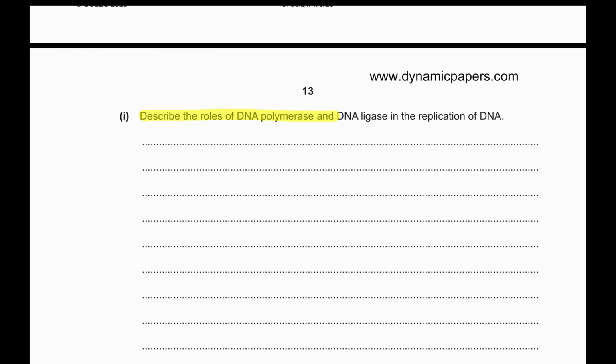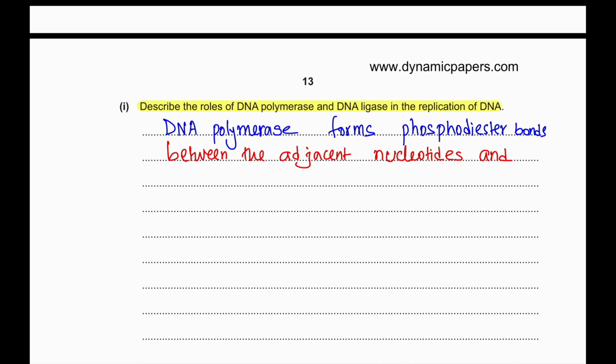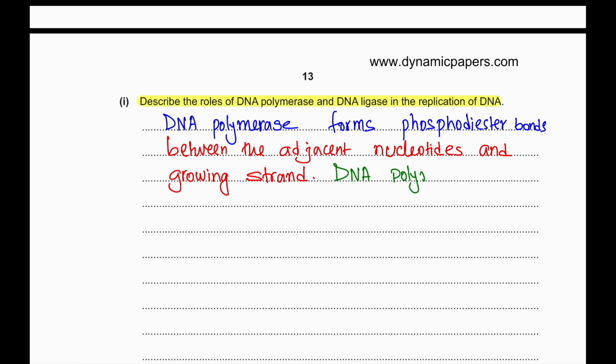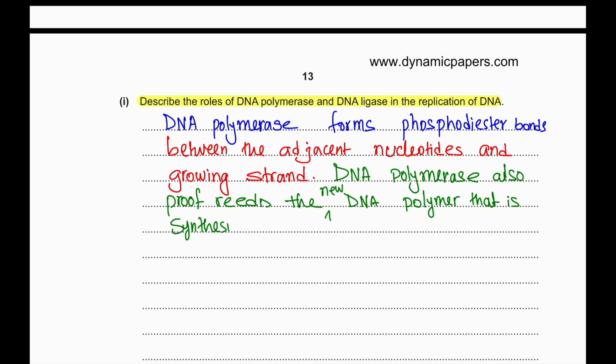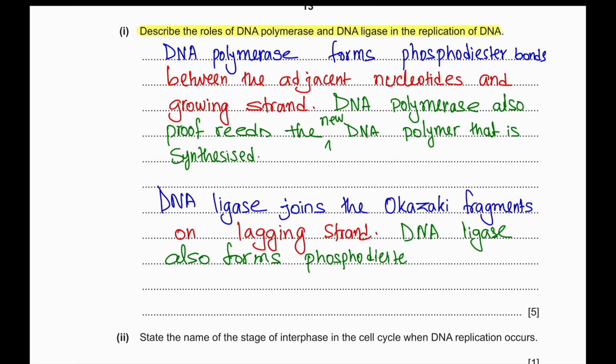Describe the role of DNA polymerase and DNA ligase in the replication of DNA. So the answer can be written as follows. DNA polymerase forms phosphodiester bonds between the adjacent nucleotides in the growing strand. DNA polymerase also proofreads the new DNA polymer that is synthesized. DNA ligase joins the Okazaki fragments on the lagging strand. DNA ligase also forms the phosphodiester bonds between the fragments.